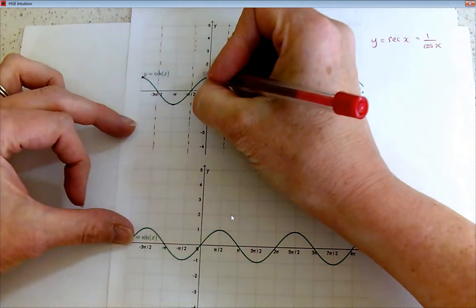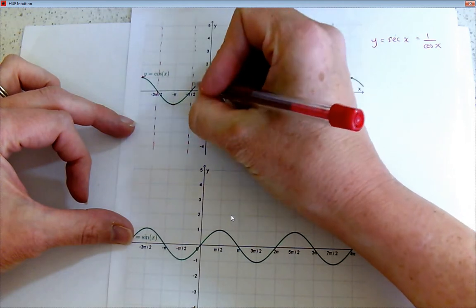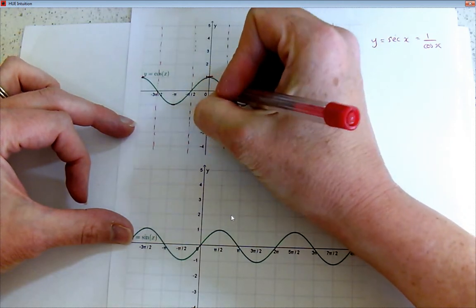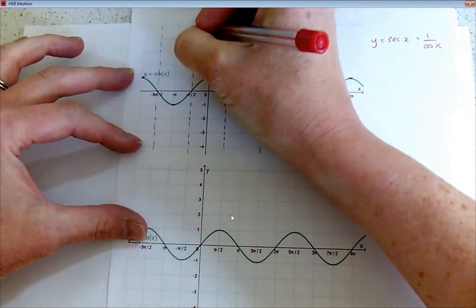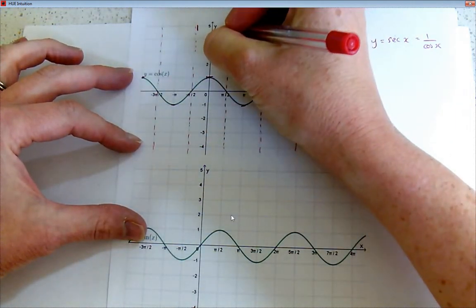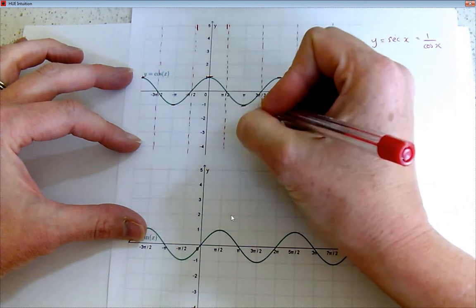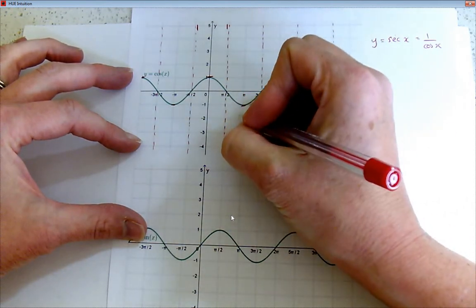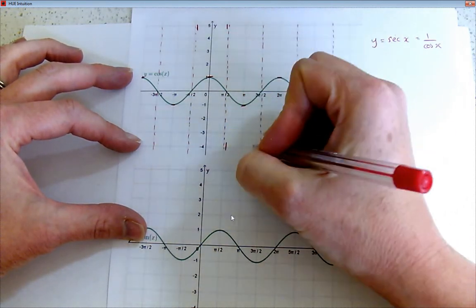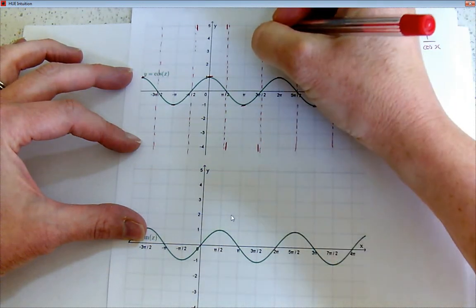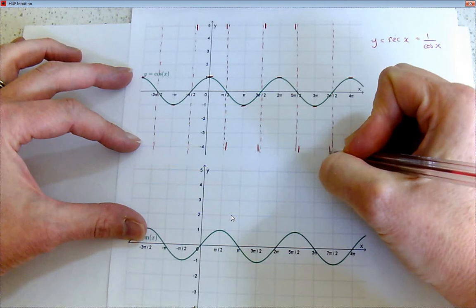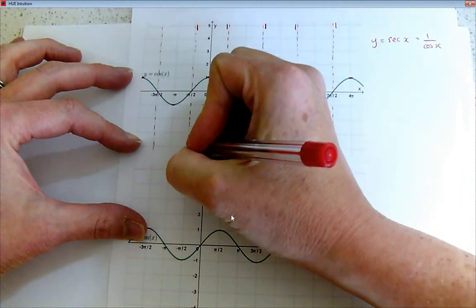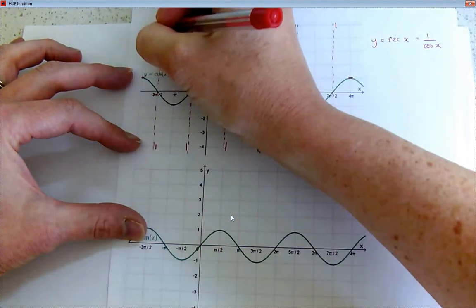Okay, and then finally we're going to look at when cos is positive and when it's negative. So when cos is positive, the reciprocal will also be positive, sec will be positive. So that means the bit of the asymptote we'll be looking at will be the positive bit. Here cos is negative, so the reciprocal is also negative, so we're interested in the negative part of the asymptote. And I'll just do that for the beginning as well.